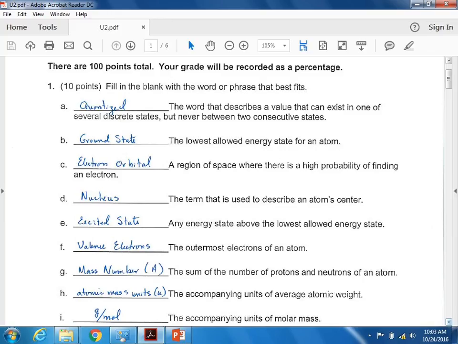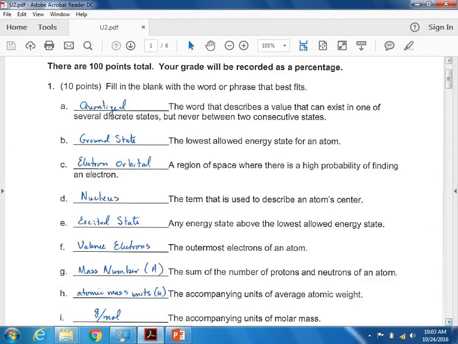Ground state is the lowest allowed energy state electrons can have, because they buzz around an atom. Now, in an atom, the subatomic particle that's most important for giving an atom energy is its electrons. Electron orbital is a region of space where you find an electron. Nucleus is the center of an atom. Excited state is kind of the opposite of ground state, where the electrons are at an energy state above the lowest energy state. Valence electrons are the outermost electrons of an atom.